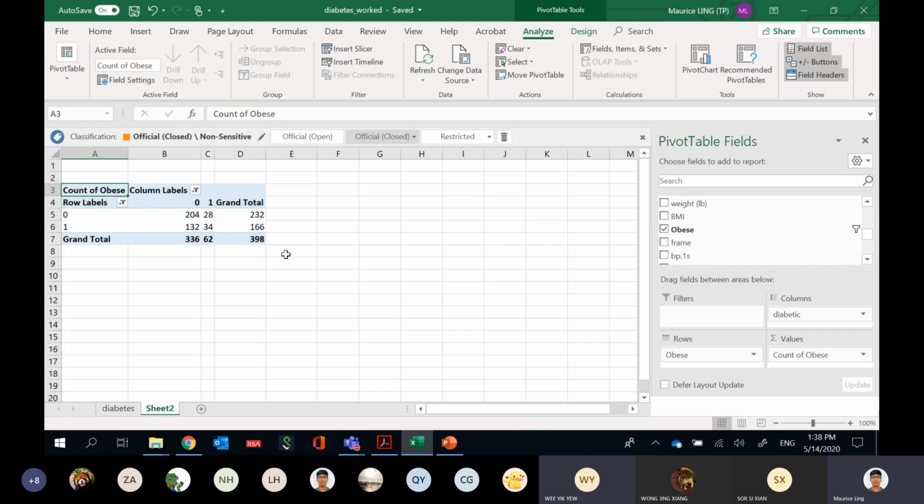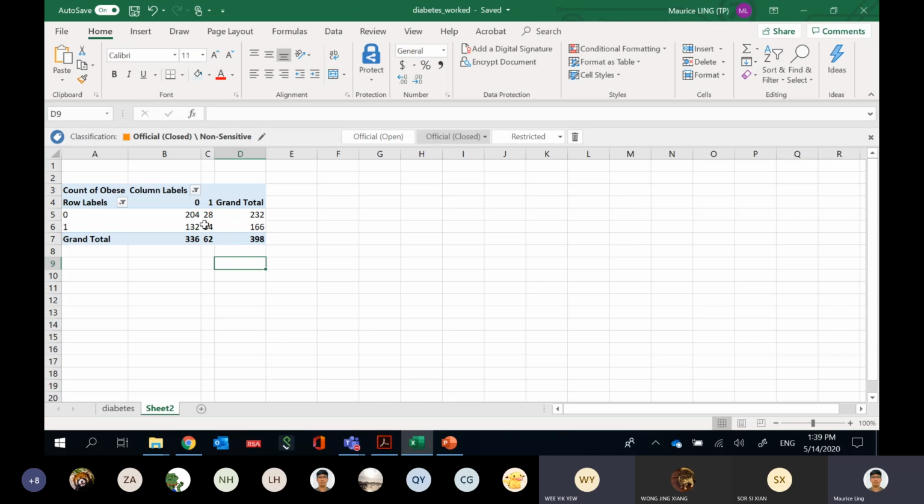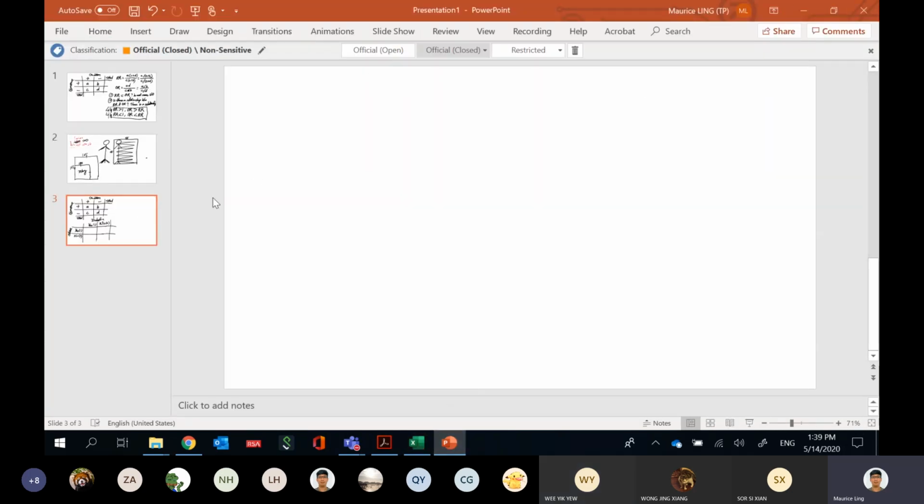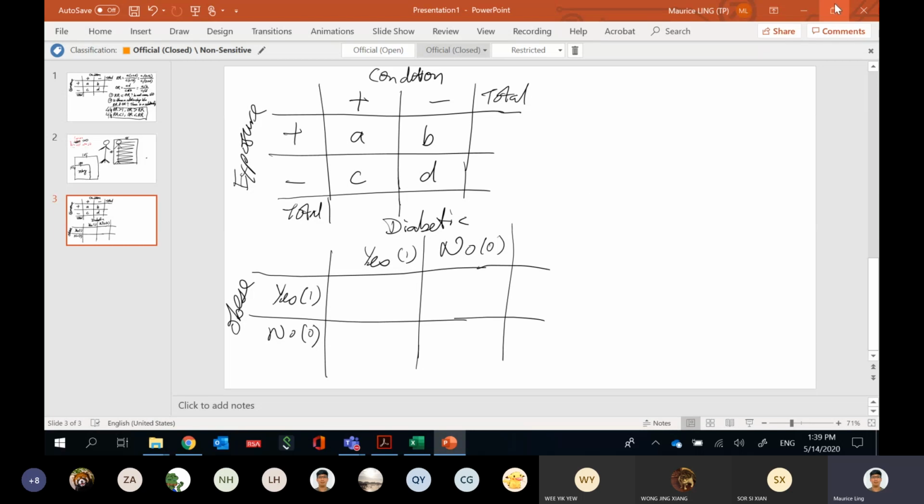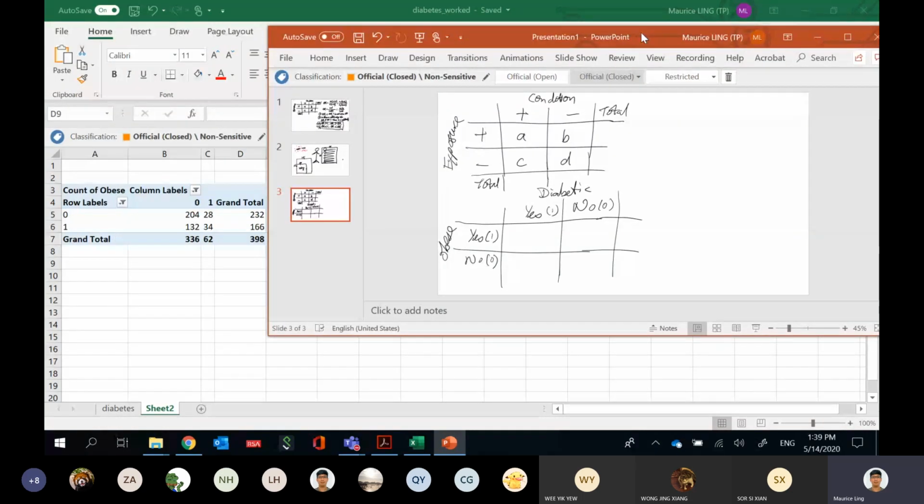No, right? So what's wrong with it? It doesn't have the condition. But are the rows and columns correct? No, right? Because it's actually the opposite. You look at here. It is the opposite of what we want, right? It's actually no, yes, no, yes, instead of yes, no, yes, no, correct?